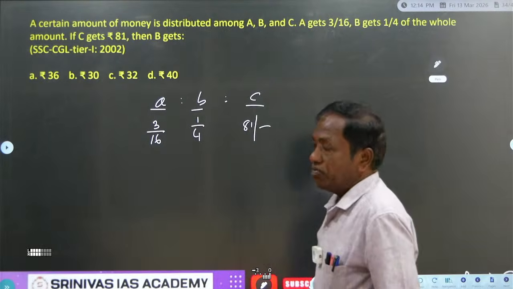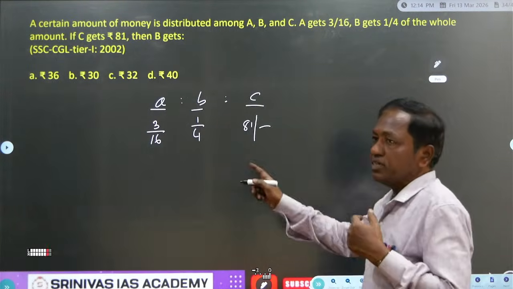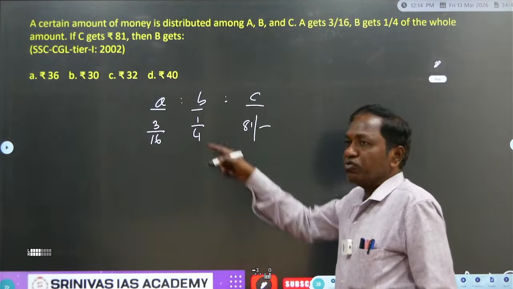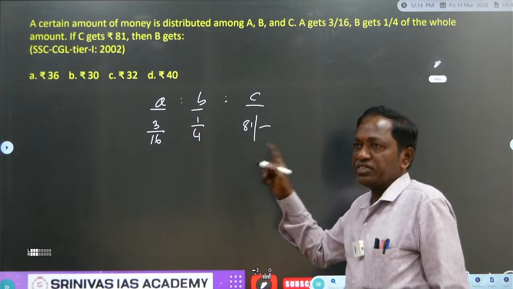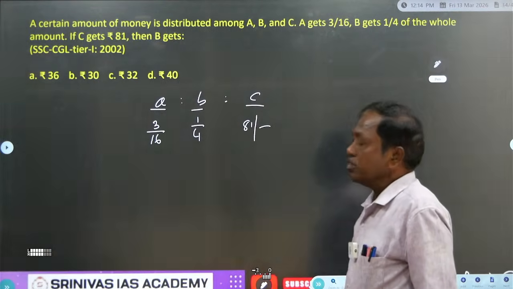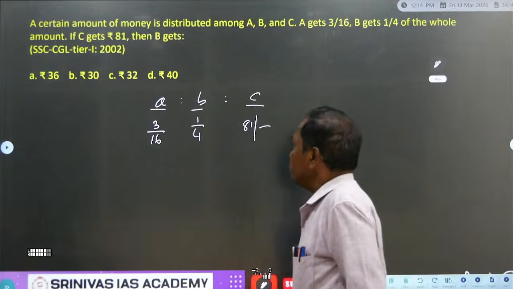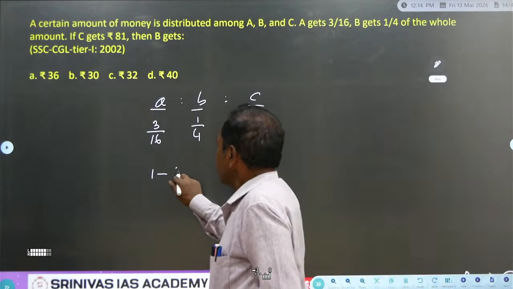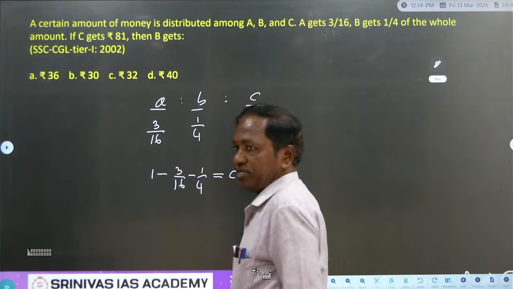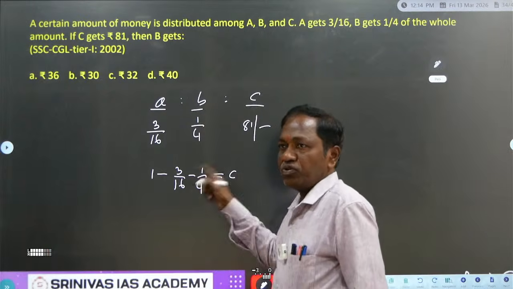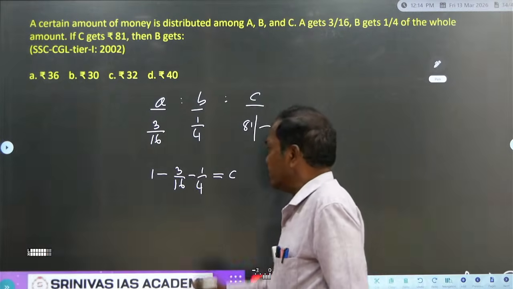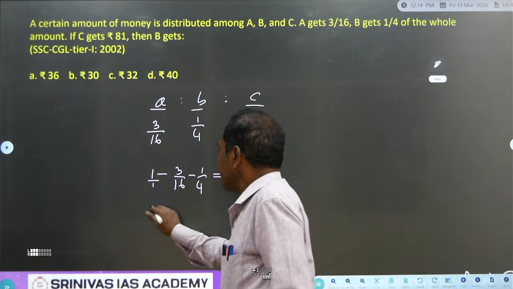Okay. Now, because A is in the form of fraction, B is also in the form of fraction, C is 81, but the whole money is equal to 1. The entire money is equal to 1. So you should convert 81 rupees to fraction. So what you have to do is 1 minus 3 by 16 minus 1 by 4, you get C. Whole amount is equal to 1, unit is 1. 1 minus 3 by 16, minus 1 by 4, you will get C's fraction.